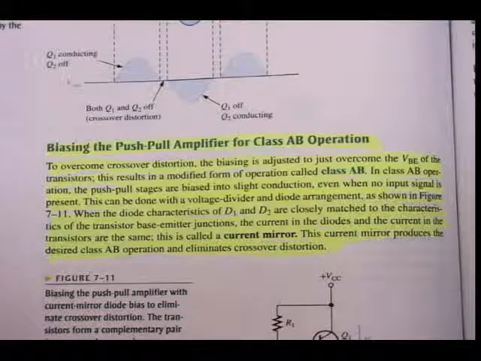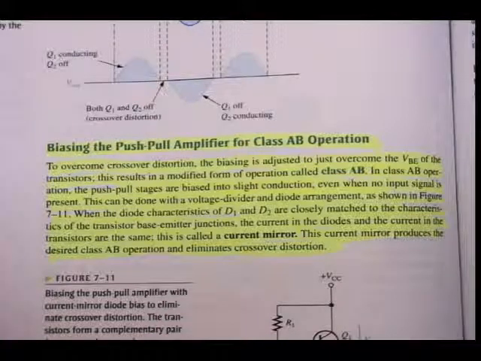Mark that paragraph. To overcome crossover distortion, the biasing is adjusted to just overcome the VBE of the transistors. This results in a modified form of operation called class AB. In class AB operation, the push-pull stages are biased into slight conduction even when no input signal is present. We did the same with the class A amplifier. I also did the biasing with no input signal. Then I applied the input signal there.